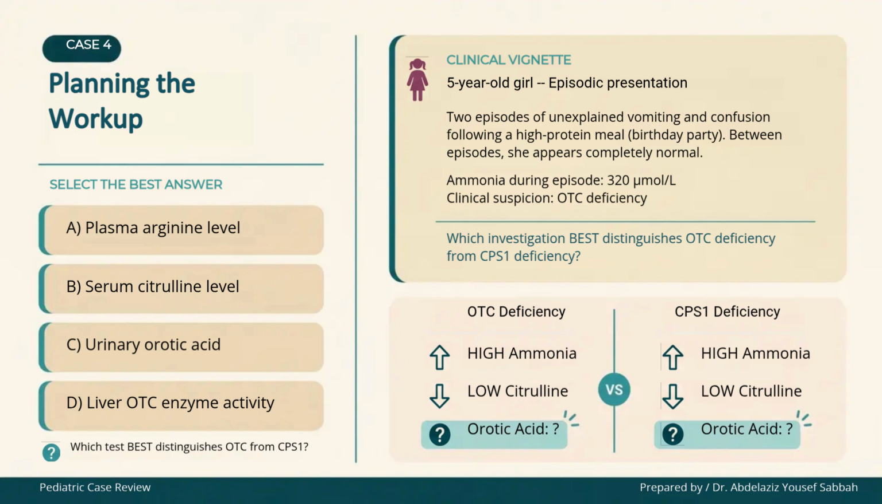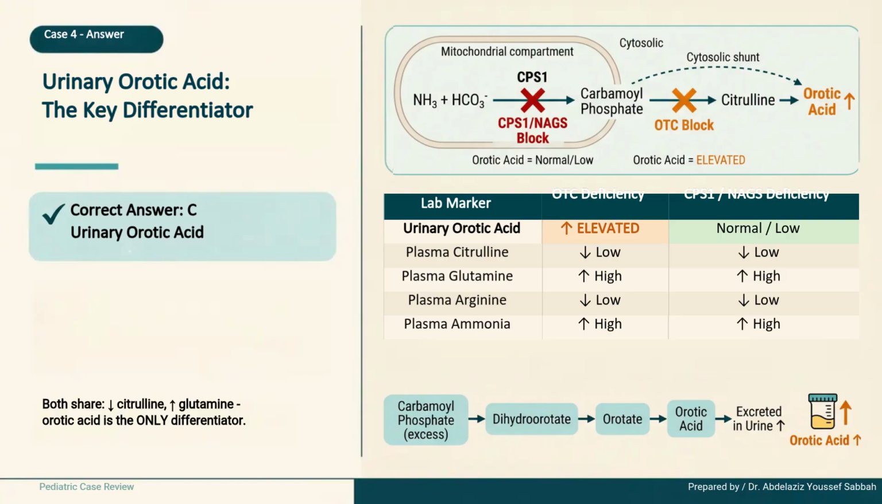Both OTC and CPS1 deficiency give you high ammonia and low citrulline, so those won't separate them. Which single investigation best distinguishes the two? The answer is C, urinary orotic acid. This is the one test that splits them.